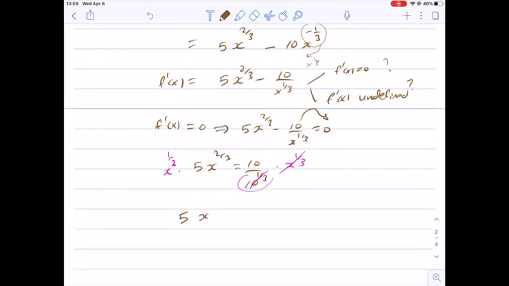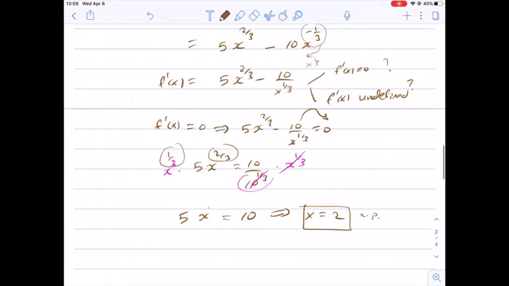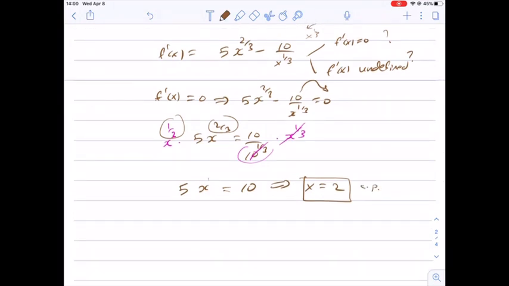So we have 5 times x. Now we add the powers. 2/3 plus 1/3 is 3/3, which equals 1. This is equal to 10, and then we divide by 5. x equals 2. So this is a critical point. Let's try to find another critical point.